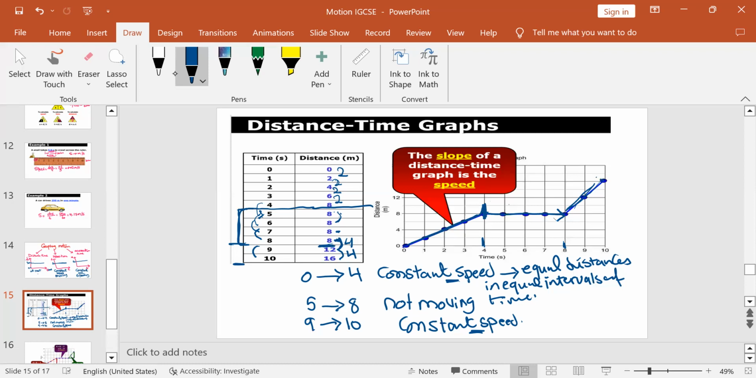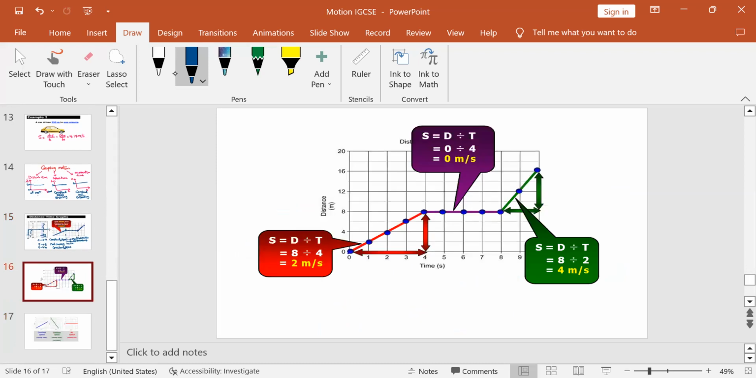If we find the slope, have you ever heard about the slope or the gradient of the graph? Okay, so the slope of a distance-time graph represents what? Speed. So in this slide, if we find the slope of the first section, it will be 2 meters per second. Here the slope is 0 because the body is at rest. Here the slope is 4 meters per second.